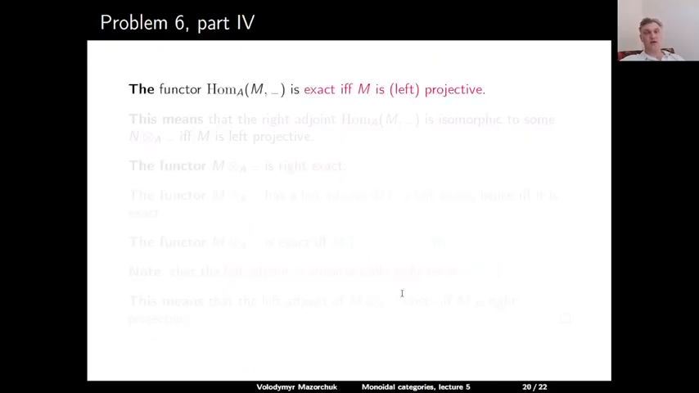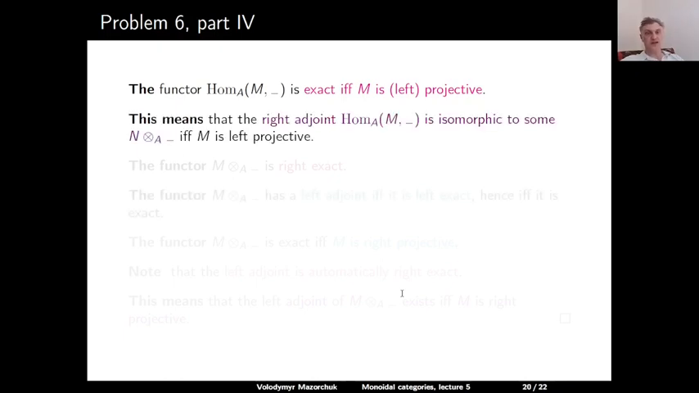And the functor of taking Hom from something is exact if and only if the module you take Hom from is projective. So this means that the right adjoint, Hom from M to something, this is the right adjoint of tensoring with M. So this right adjoint, which always exists in the category of all endofunctors, belongs to the category of right exact endofunctors, which means it has the form of tensoring with some bimodule, if and only if M is left projective.